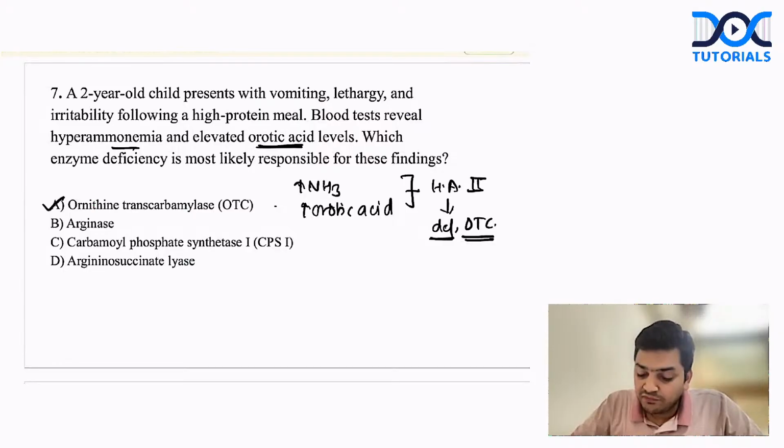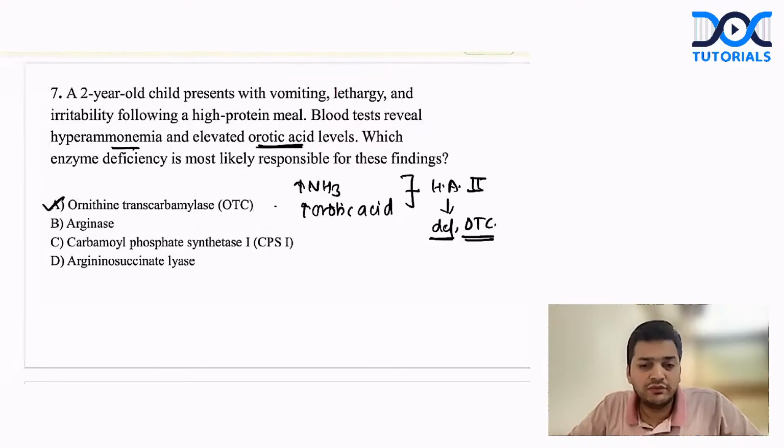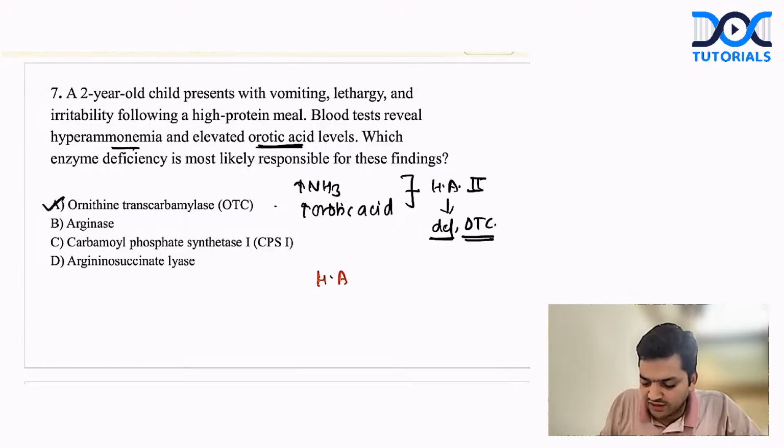Plus, if this question would have been written just like this, the first line, but they have not mentioned the orotic acid, they would have written normal orotic acid. Then we should think of hyperammonemia type 1, because in hyperammonemia type 1, there is only and only increase in ammonia. There is no orotic acid. If we talk about hyperammonemia type 1, it is due to deficiency of which enzyme? It is due to deficiency of CPS1.